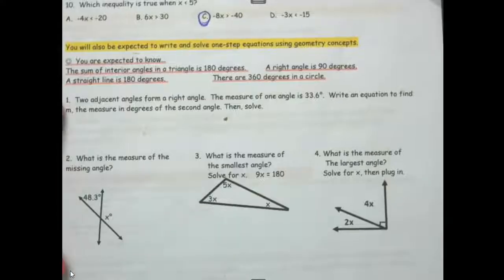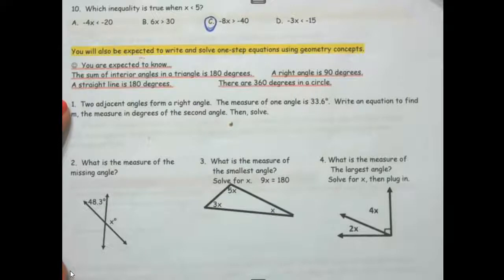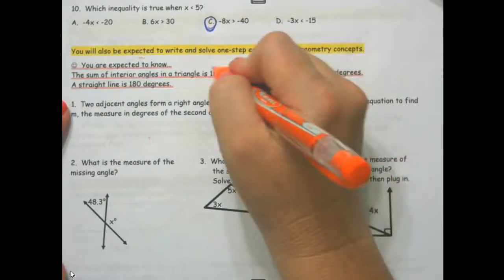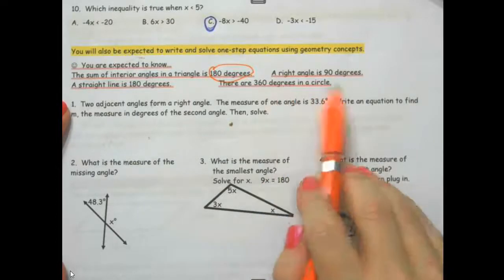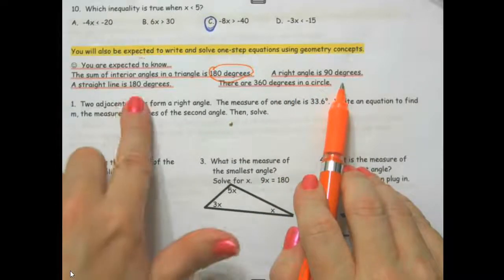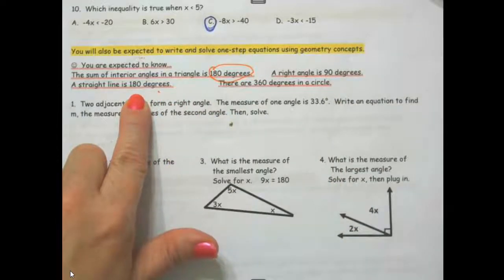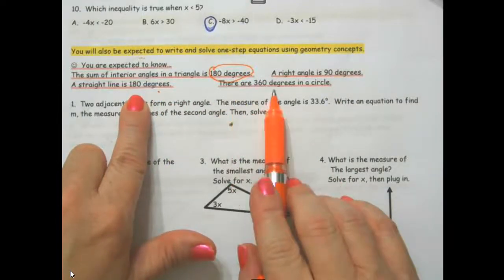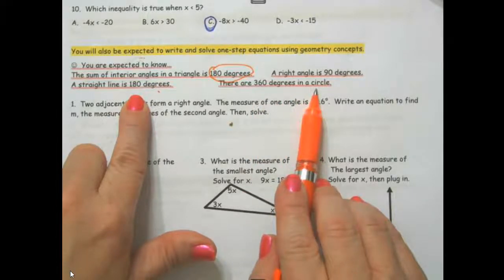Okay, the next one is something we have gone over recently. You're expected to know the sum of the interior angles is 180. This is not going to be on your formula chart. You have to know this. A right angle is 90 degrees. A straight line is 180 degrees, which is a straight angle. And the interior angle of a circle is 360.